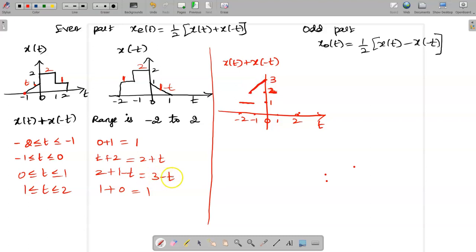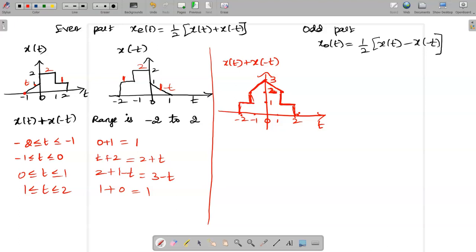And then next is 3 minus t. 3 minus t means from 3 I have to start and it should decrease and reach the amplitude 2. And next is plus 1. Plus 1 means just draw 1 from 1 to 2 like this. Whatever you have here, this is a starting point, and these two dots you can join. Similarly, join these two dots, finally these two dots. This is x of t plus x of minus t.